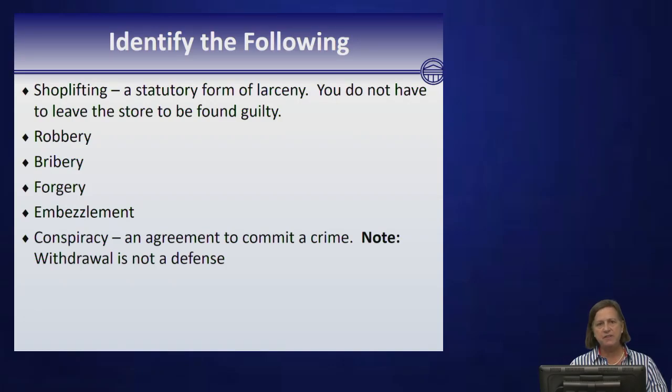Be able to identify the following crimes. Shoplifting, of course, that's a statutory form of larceny. You don't have to leave the store to be found guilty of shoplifting. Be able to identify robbery, bribery, forgery, embezzlement, and conspiracy. And remember, with conspiracy, the crime is the agreement to commit a crime, and withdrawal is not a defense.